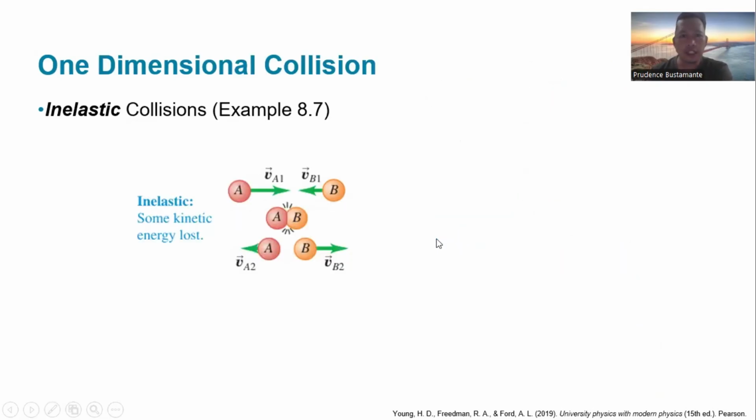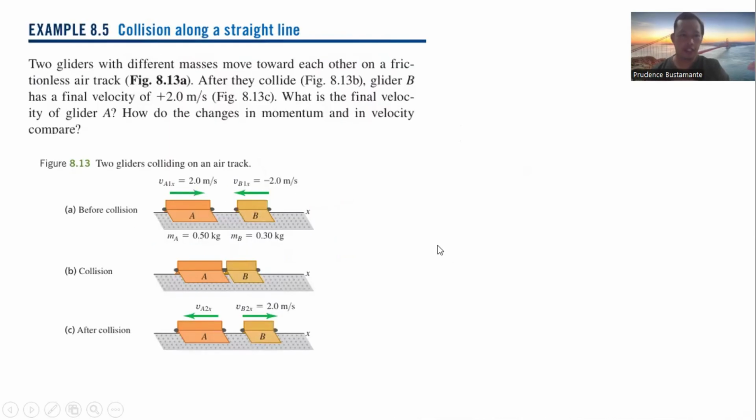Okay, let's first look at one-dimensional elastic collisions. Example 8.7. Here two gliders with different masses move toward each other on a frictionless air track. After they collide, glider B has a final velocity of 2 meters per second. What is the final velocity of glider A? How do the changes in momentum and in velocity compare?